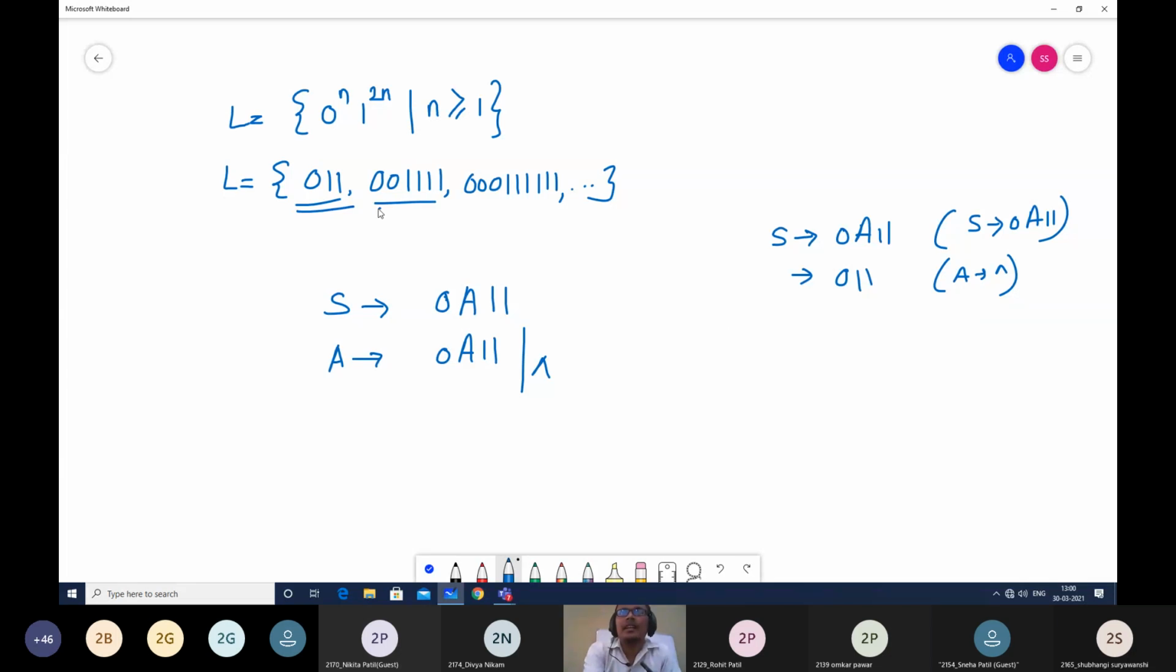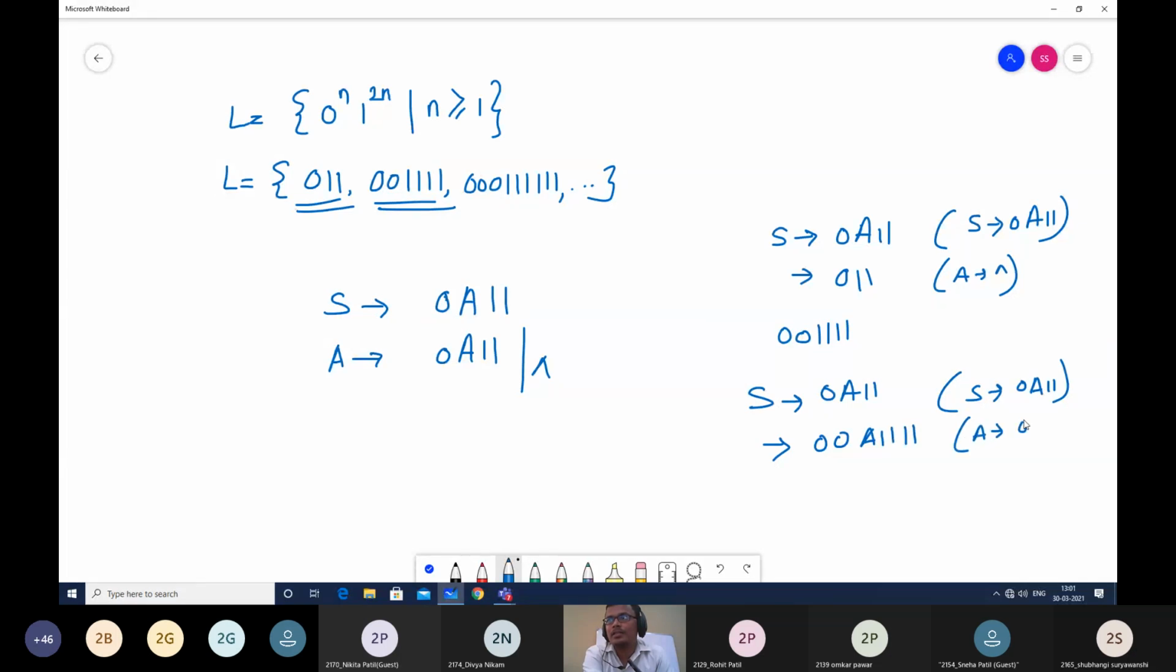Suppose I take a string like 0 0 followed by 4 times 1. First I'll apply S gives 0A11. Next time I'll apply A gives 0A11. Next time I apply A gives 0A11 again. Then I'll apply A gives null to get the string 0 0 with 4 times 1. Is it understood, students?